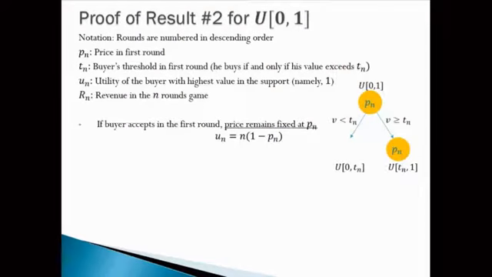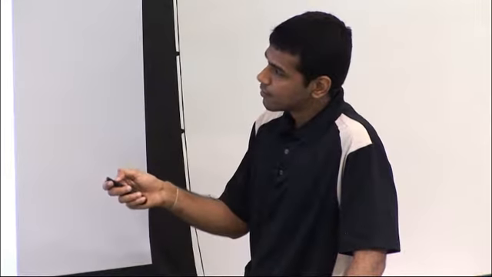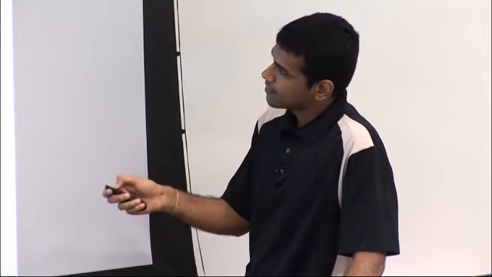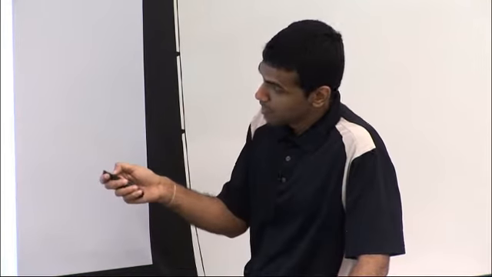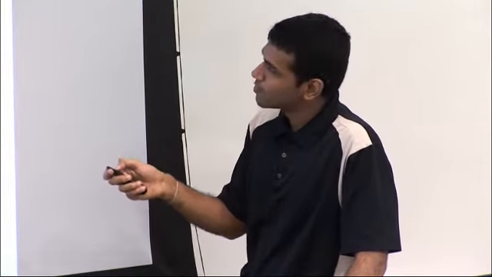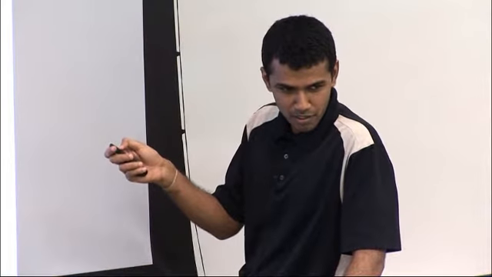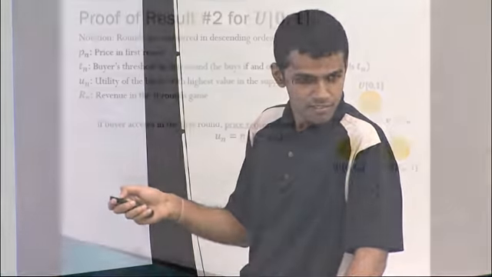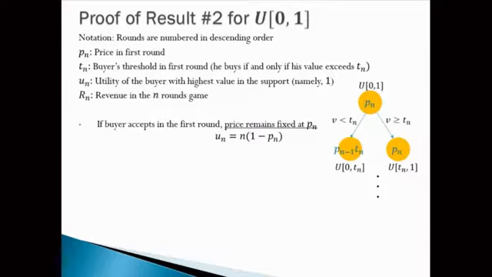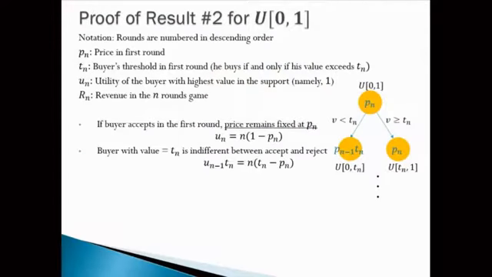So what do you think the price should be here? So uniform 0 to Tn is basically just a scaled version of uniform 0 to 1, right? And you are in an n minus 1 round game. So the price better be P sub n minus 1, but just scaled by Tn. Okay. So this is the price in the n minus 1 round game, and then this goes on. Now given this, we write the same equation as before.